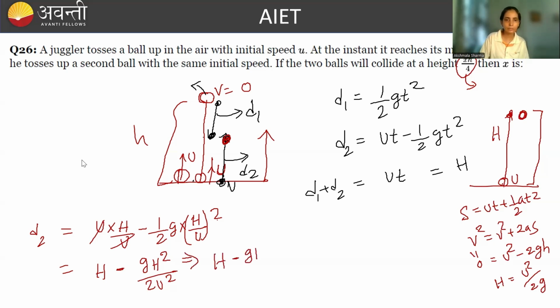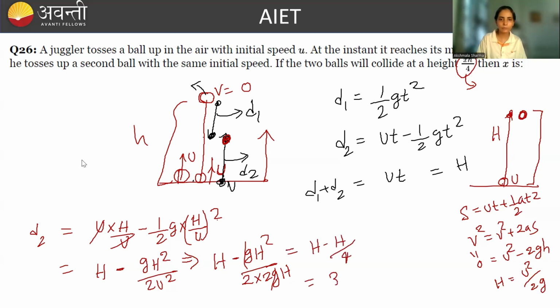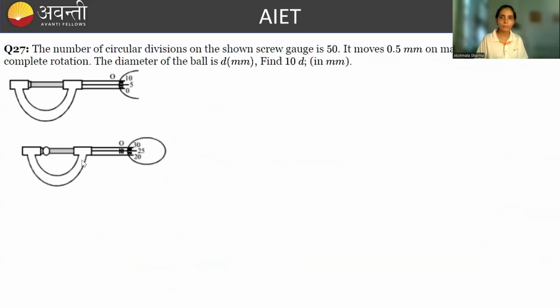H minus g h square by 2 into u square. U square can be written as 2gh. So here, g will get cancelled, one h will get cancelled, and it is H minus H by 4. So the answer is 3H by 4. So the value of x is 3. We just need to carefully navigate through what we need to calculate to reach the answer.